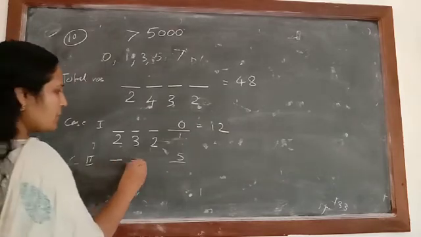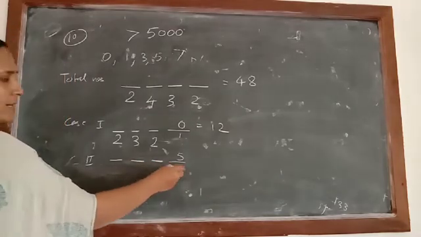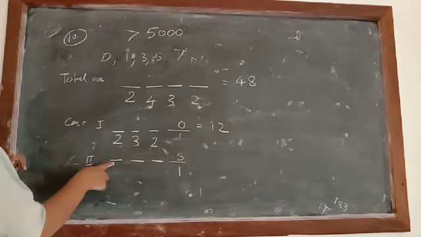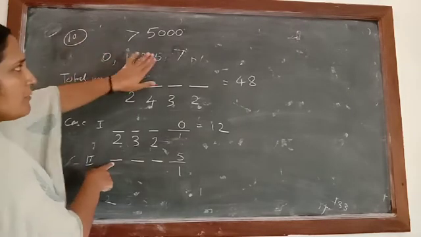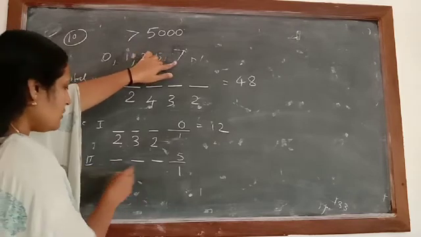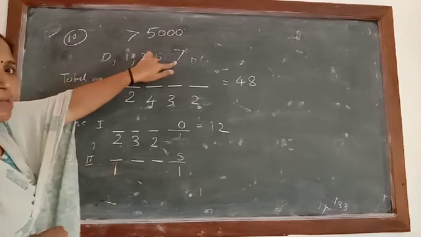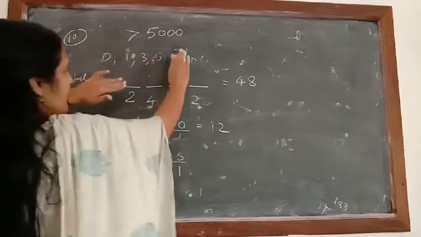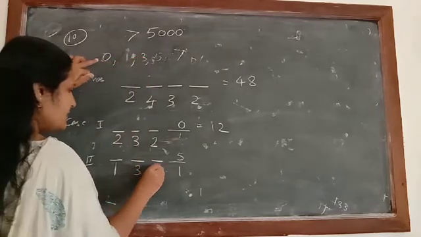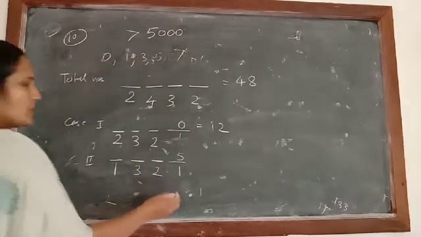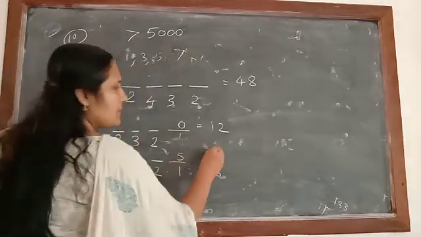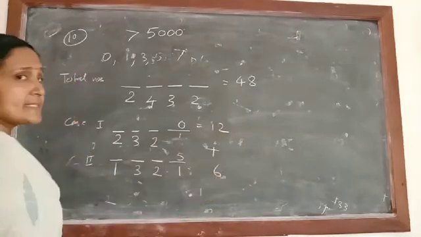Or there can be one more possibility. 5 I already filled here, so this place can be filled in one way only. And our number is greater than 5000, so obviously 5 again will not come because repetition is not allowed. So we have only one option, 7. So this place can be filled in one way only: 7 and 5 over there. Now remaining 3, so this place can be filled in 3 ways and 2 ways. So total it will be equal to 6. So here total numbers which are divisible by 5: 12 plus 6, 18.